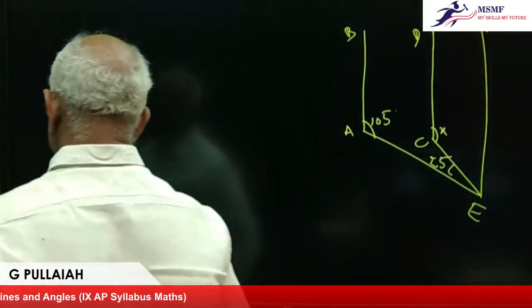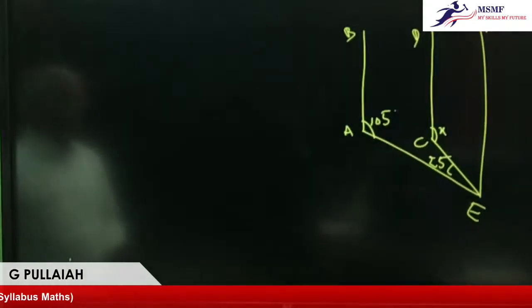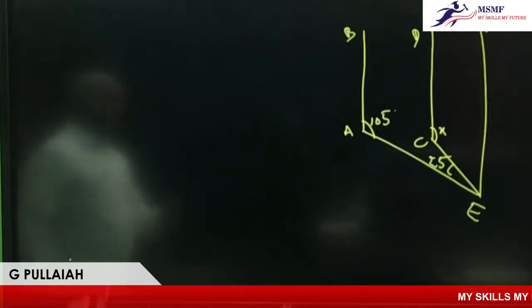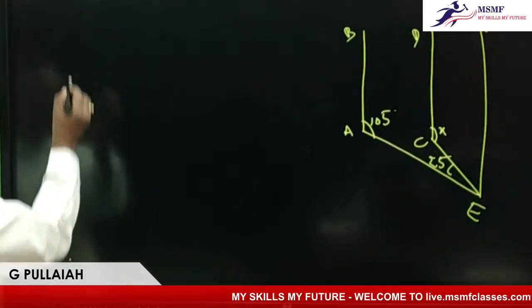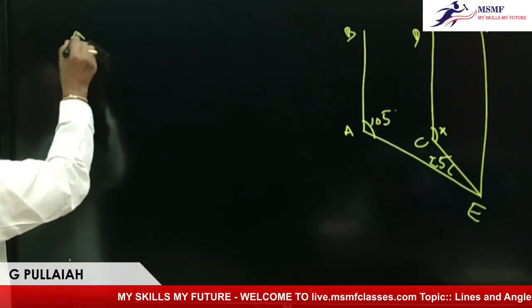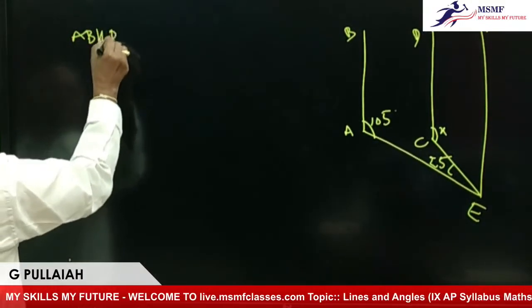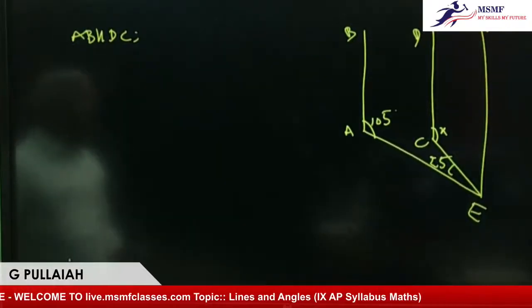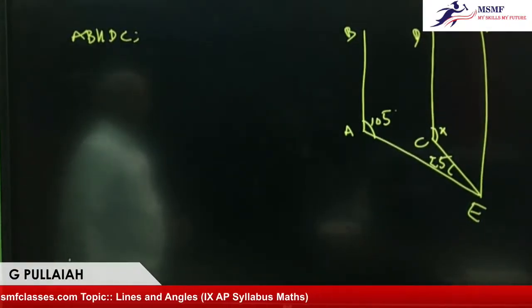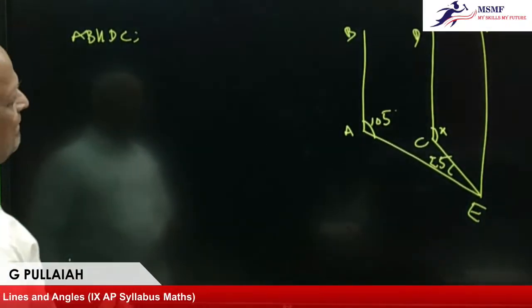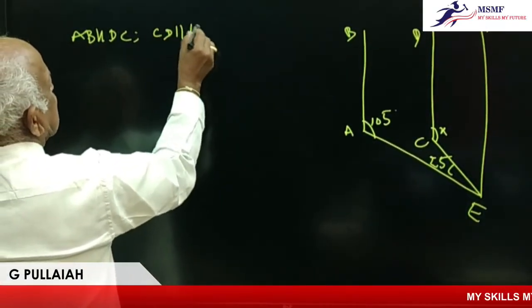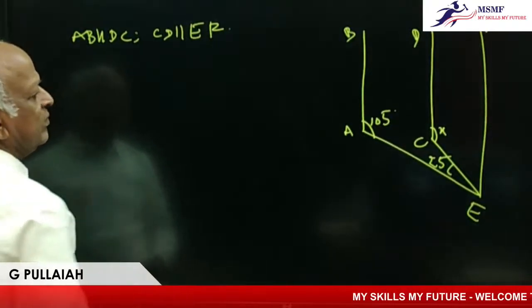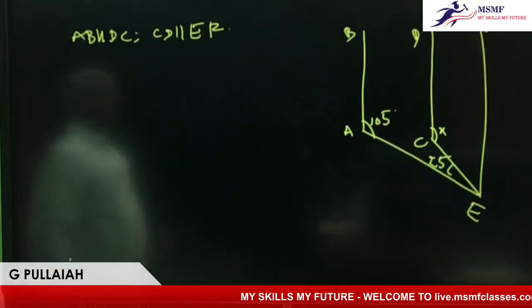Now let us find x. So you know here AB is parallel to CD. AB is parallel to CD. And also here we have found that CD is parallel to EF. CD is parallel to EF.